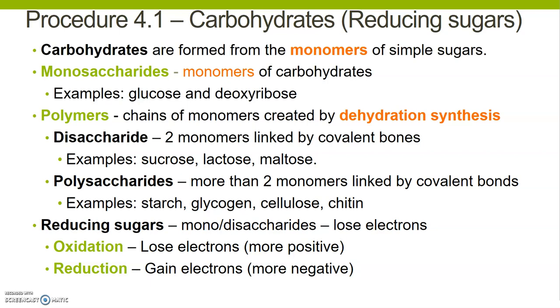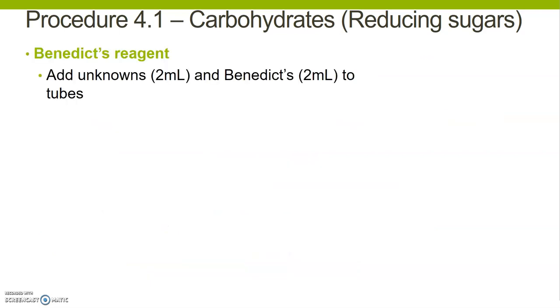Our reducing sugars are those that give up electrons, which makes them react really well with the test that we use. The test we're going to use for 4.1 is called Benedict's reagent, which gets added to your solutions. In procedure 4.1, in table 4.1 in your lab book, you are going to see all of the solutions you're going to test.